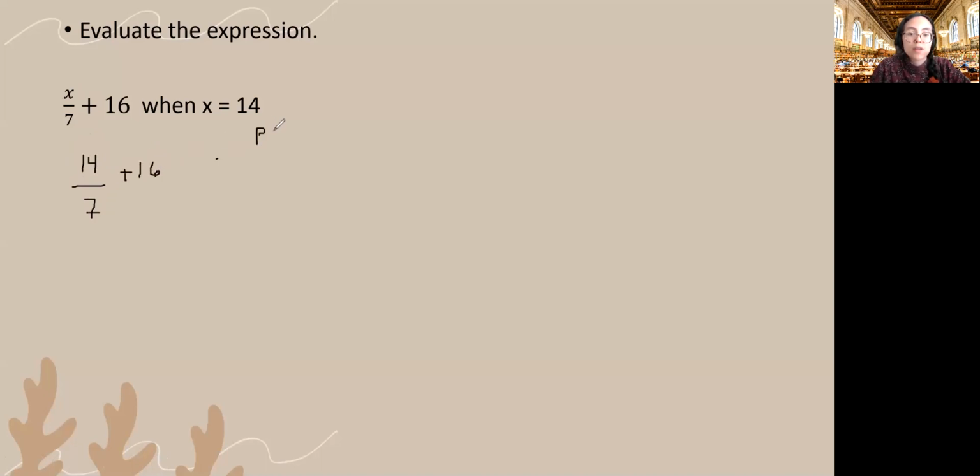So now we go back to our order of operations. We have division here and addition. So division comes first, so I'm going to start here and do this division first. 14 divided by 7 gives me 2. Now I'm going to bring this down. I'm going to write 16 down here, and now I can do the addition. This is going to be 18.